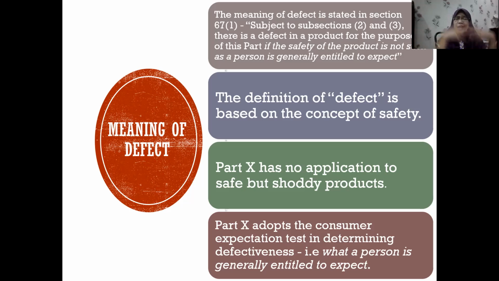So, essentially, as a whole, part 10 here, it adopts, in our CPA 1999, the consumer expectation test in determining defective product. So what's the meaning of consumer expectation test here? What a reasonable person, a reasonable consumer, is generally entitled to expect, because when we buy something, we have certain expectations. Product must be safe. It must be up to certain standard.